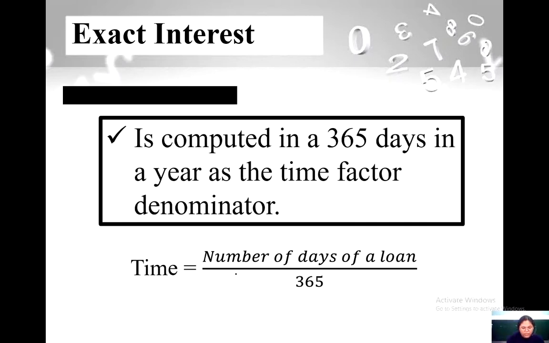Exact interest is computed using 365 days in a year as the time factor denominator. When we are asked to get the value of exact interest, our formula is: exact interest is equal to the number of days of loan over 365 days. Do not forget that the denominator is 365 days if it is exact interest, because we are using the actual.